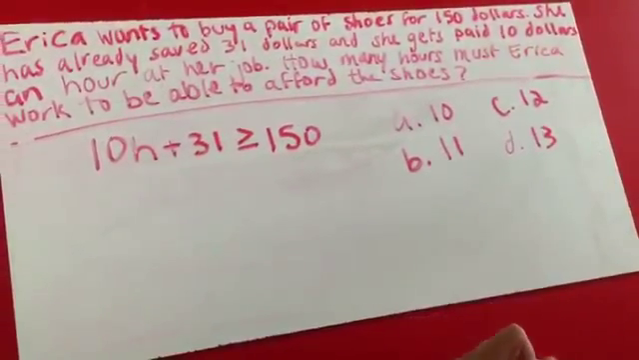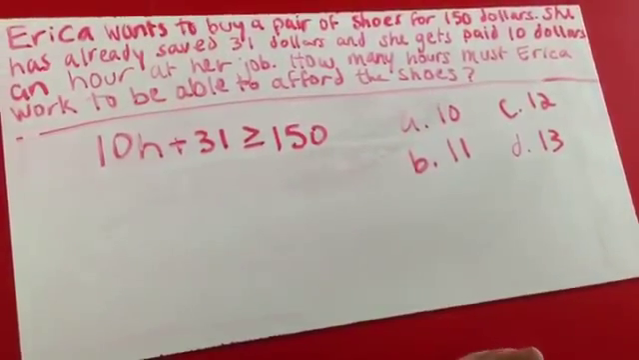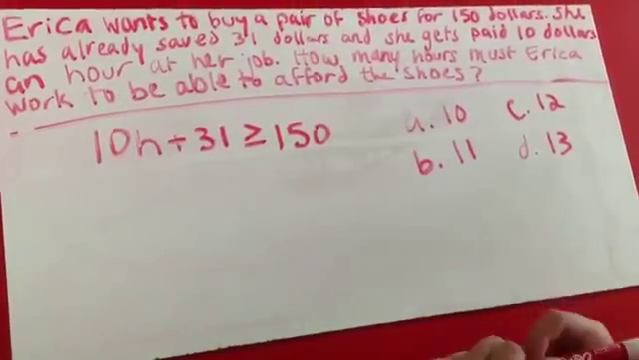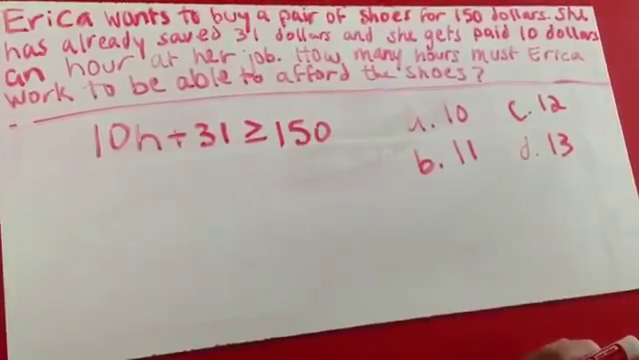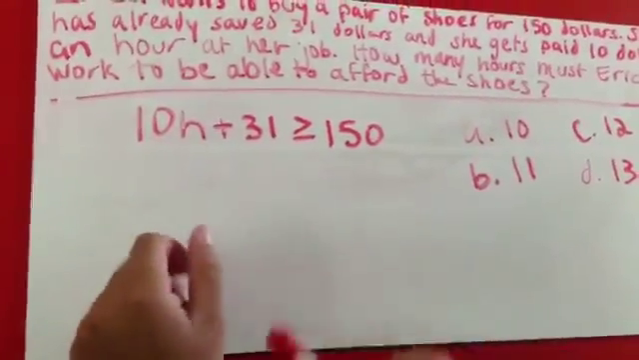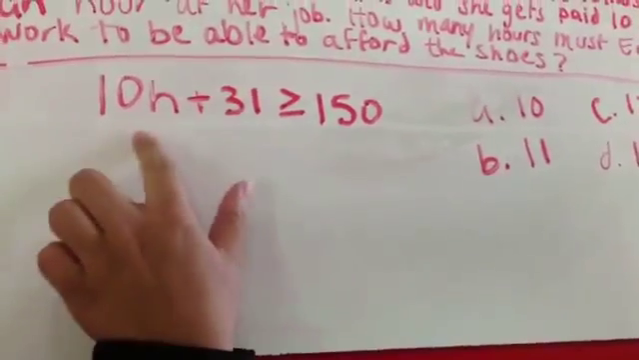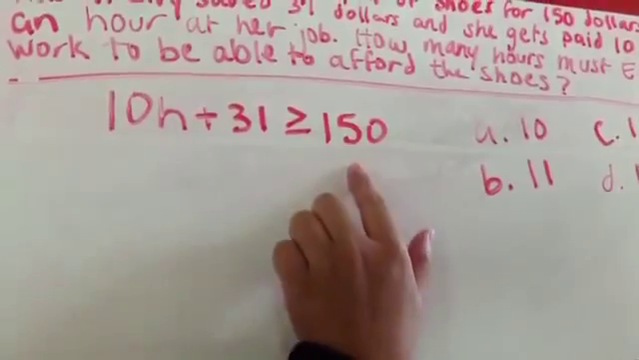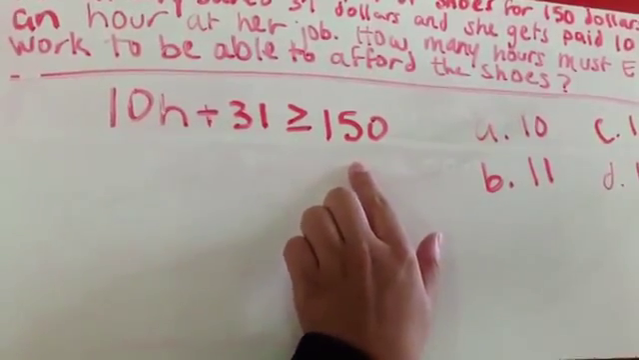Erica wants to buy a pair of shoes for $150. She has already saved $31 and she gets paid $10 an hour at her job. How many hours must Erica work to be able to afford the shoes? So, Erica gets paid $10 an hour. She has saved up $31 and her shoes that she wants to buy cost $150.